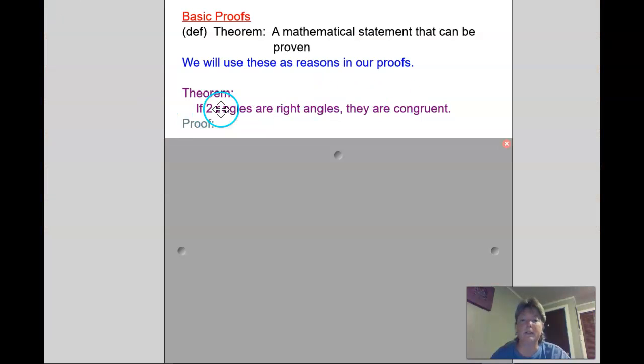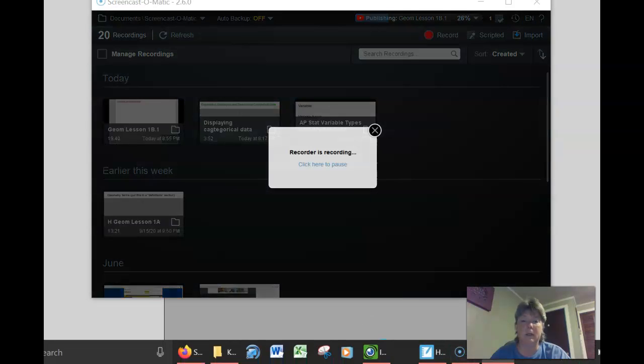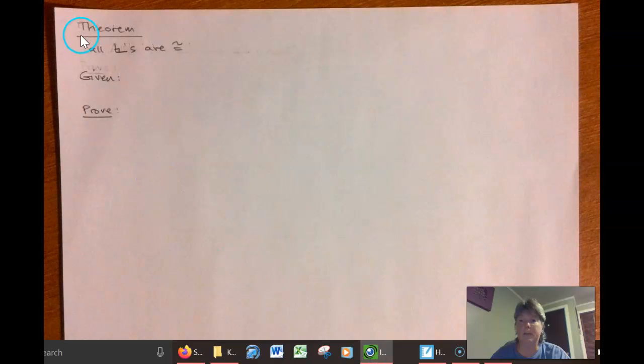So you'll want to have this definition written down, and then maybe next to it have this. This is the shorthand version of that theorem.